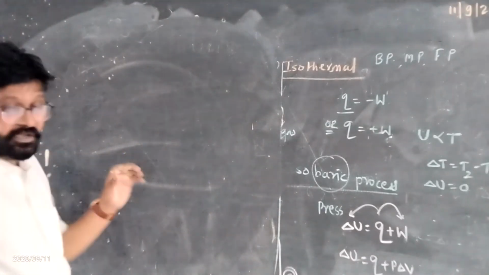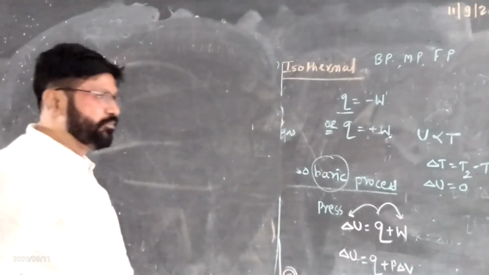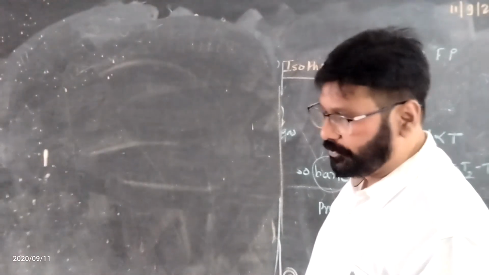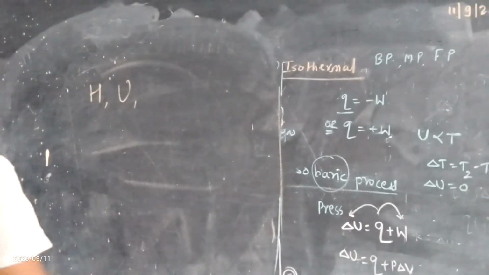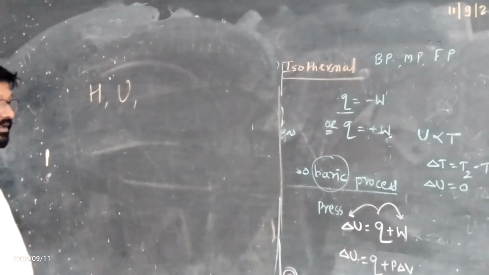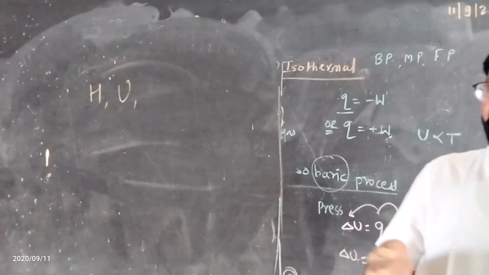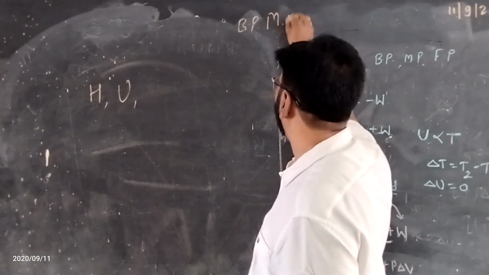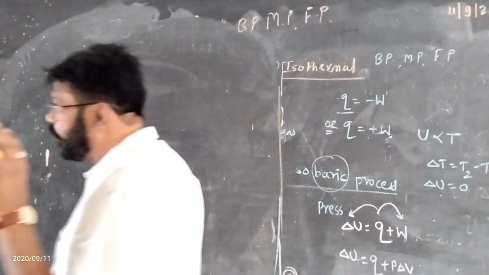Now look at the maximum work done. Work done is an extensive property. Therefore, we can easily classify enthalpy as extensive, internal energy as extensive. Now look at the temperature related properties, that is the boiling point, melting point, freezing point. Now look at the volume.